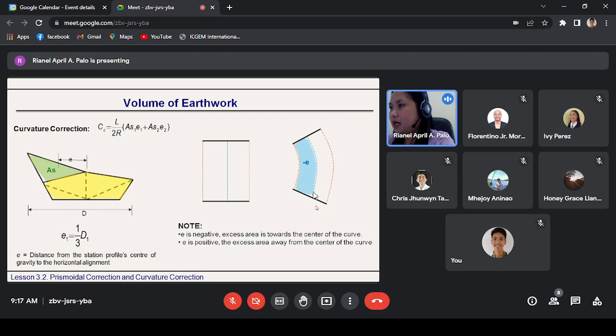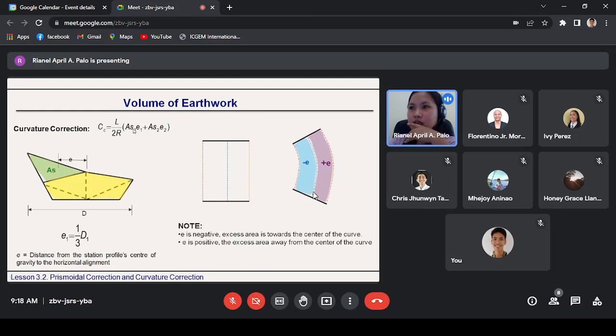Then, for areas away from the center of the curve, say we have 1 meter along the center line, the distance there gets stretched. So it becomes 1.2. In this case, the computed area is underestimated. In that case, our E is positive if the surface area is away from the center of the curve. Okay?